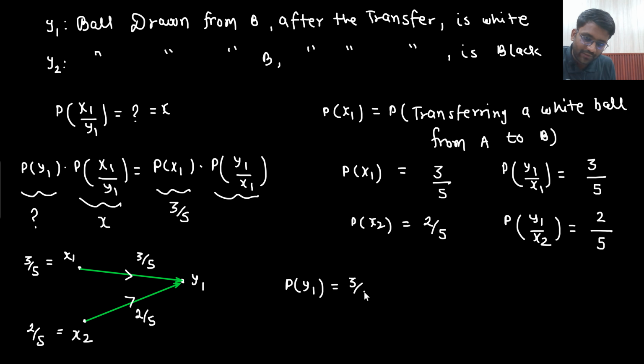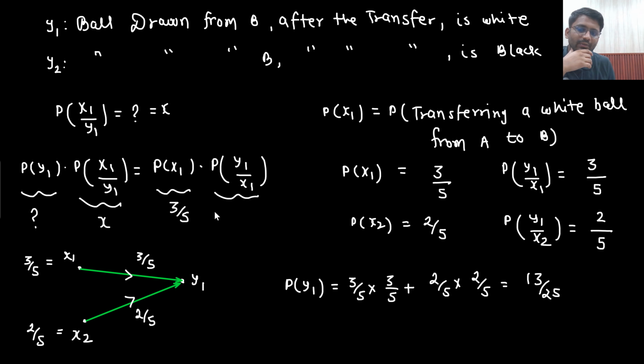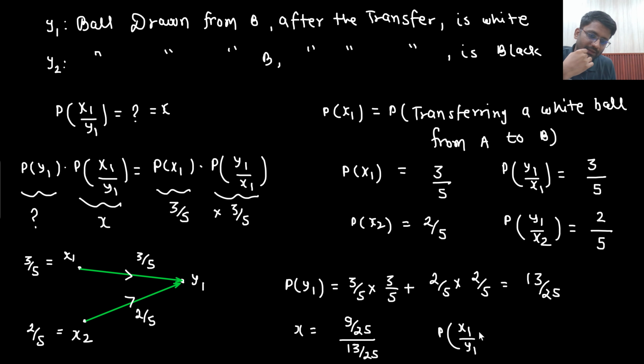So the probability of y1 I can find out. That would be 3 by 5 multiplied by 3 by 5, plus 2 by 5 multiplied by 2 by 5. That is 9 plus 4, 13 by 25. This I already know, and this is also 3 by 5 only. So the numerator is 3 by 5 times 3 by 5, that is 9 by 25, divided by the probability of y1, that is 13 by 25. So what is the answer you are getting? The probability of x1 given y1 is 9 by 13.